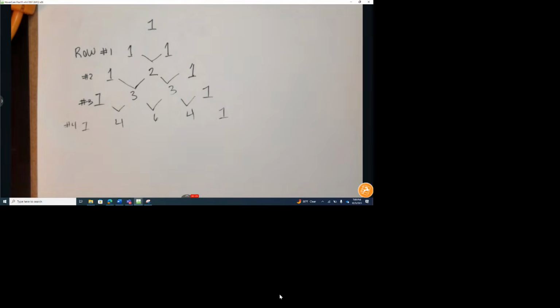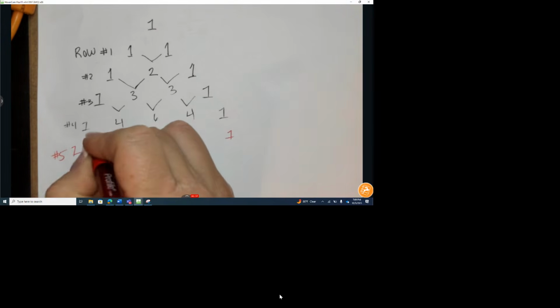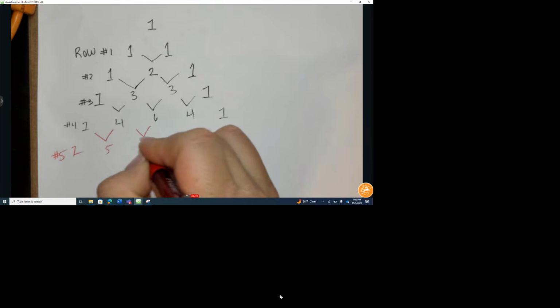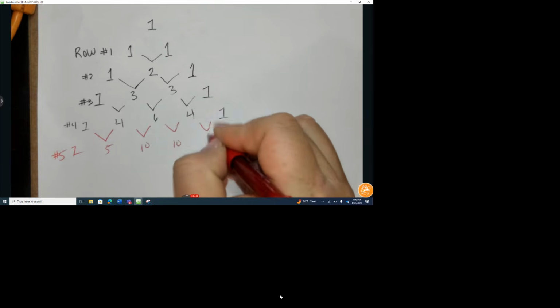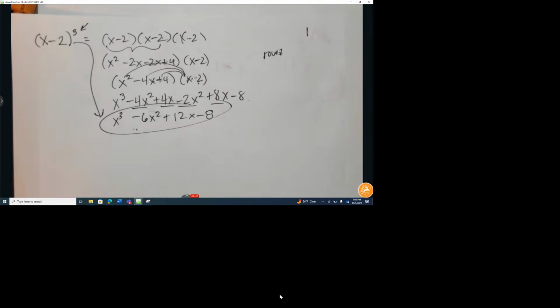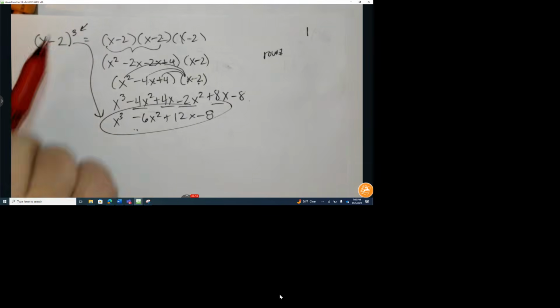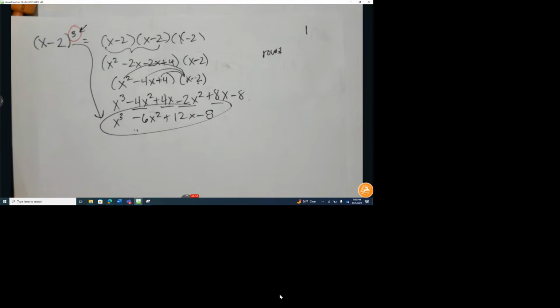I'm going to switch up colors because my black pen is dying on me. Let's go on to row number 5. Start and end with a 1. 1 plus 4 is 5. 10, 10, and 5, and so on. Now, how is that going to help us to achieve this exact same expression when we FOIL it out? So this tells us what row to go to.